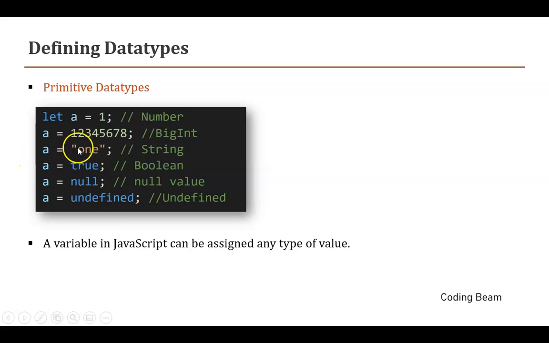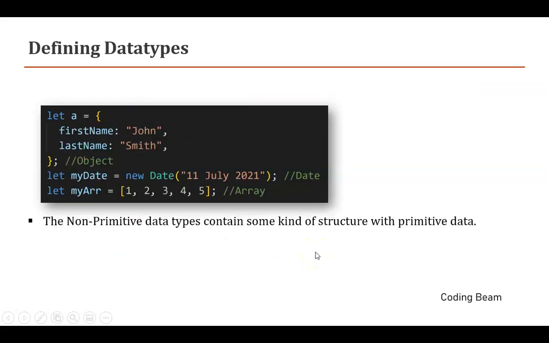And if we declare it within quotes, like double quotes or a backtick sign, then it will be a string. And if we give a value like true or false, then it is a boolean, because a boolean value is true or false. And there is null also, because null denotes the absence of a value in JavaScript. And undefined is the default value of a variable. Like if we declare a variable and do not assign a value to it, then it will be undefined. So a variable in JavaScript can be assigned any type of value.